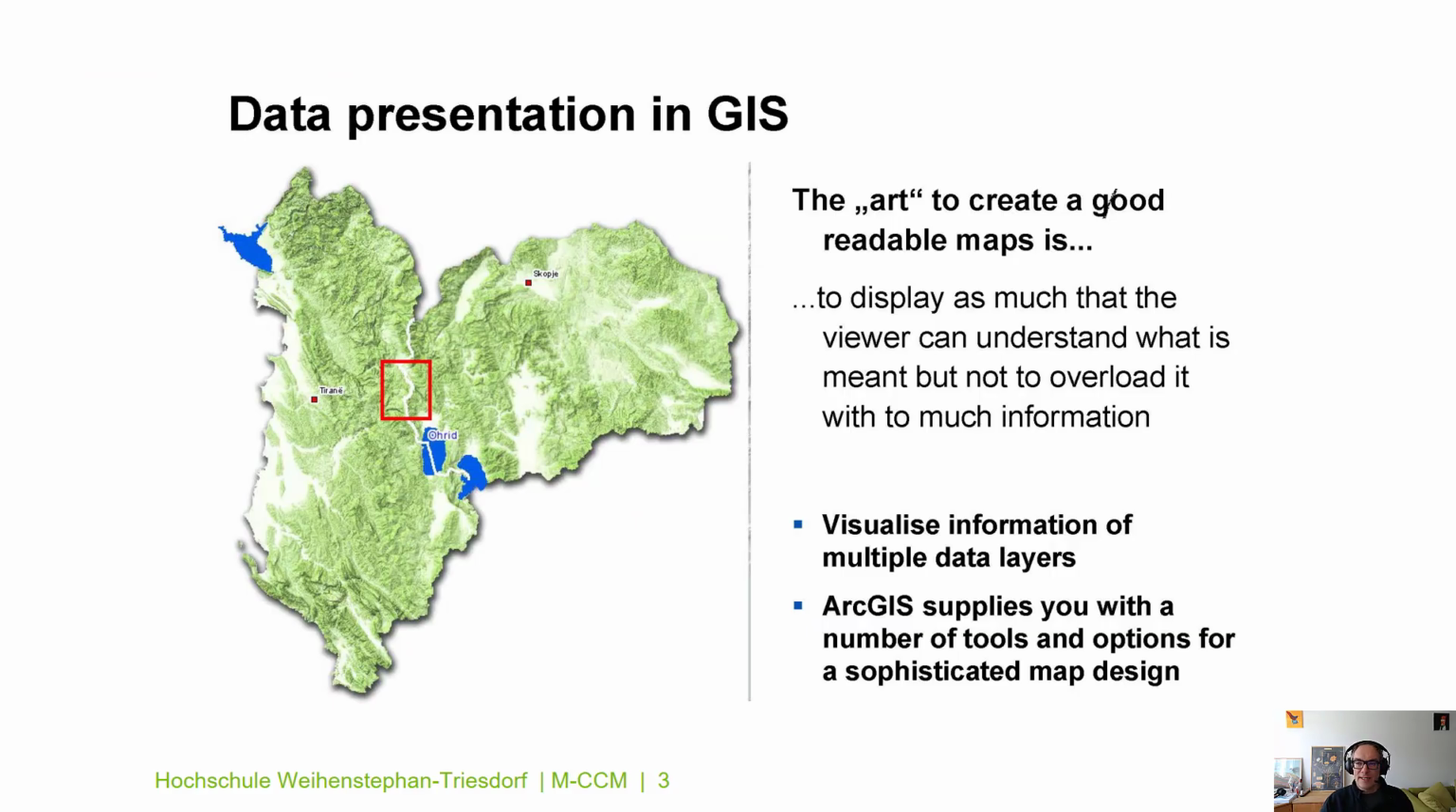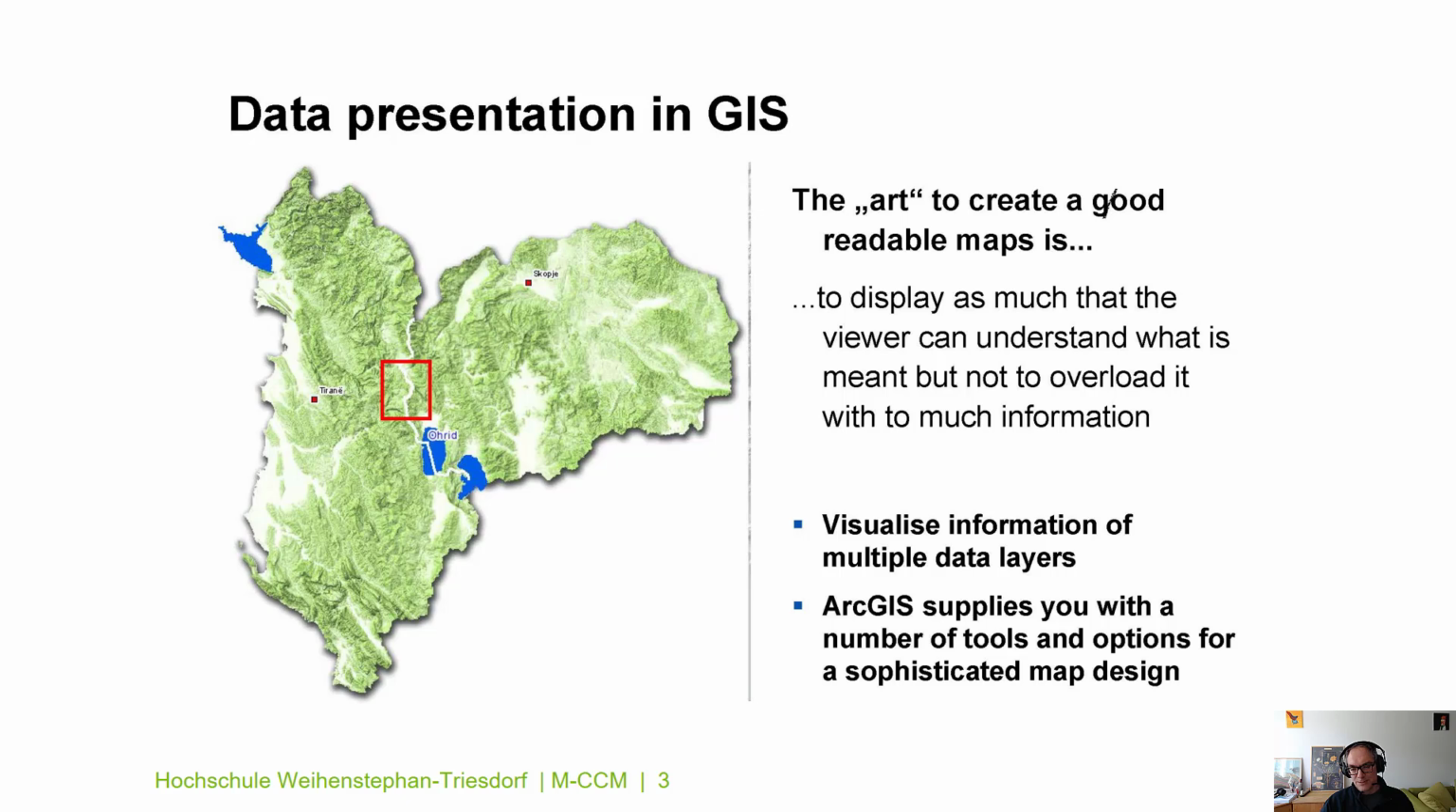It is almost an art to create a good legible map, and this art is to display as much as the viewer can understand, but at the same time avoiding overload of too much information. So this already implies that you really need to know who is the target group of your map. Who are you making this map for? Especially consider the difference between lay people and experts. For experts, you can put much more information into a map than you can do for lay people.